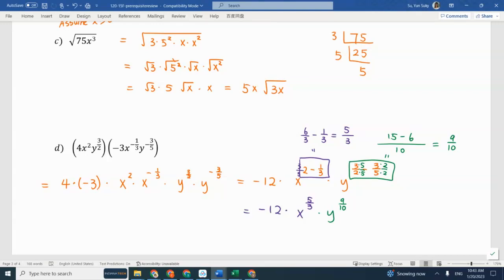Questions? Do you want us to keep the fractions as improper or mixed numbers? Yeah, just leave it like that. Improper is fine. I prefer improper. Thank you for asking.